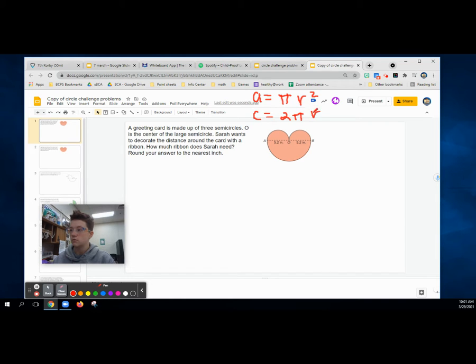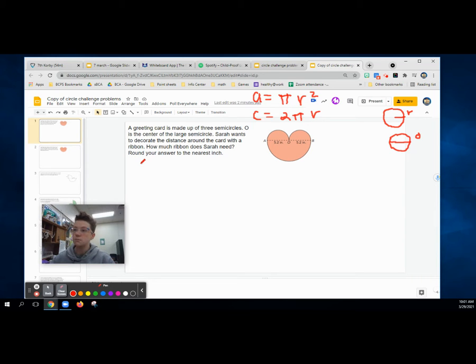Now remember, radius is the distance from the center of the circle to the edge. Diameter is the distance across, okay? So if I know diameter, but I need radius, I just divide by 2, all right? So let's do a couple together, and then you will do the rest on your own.